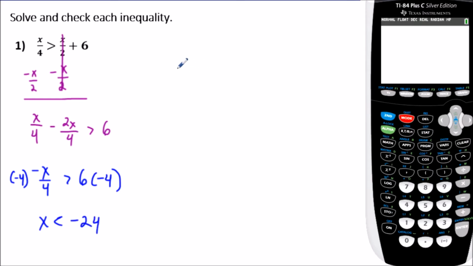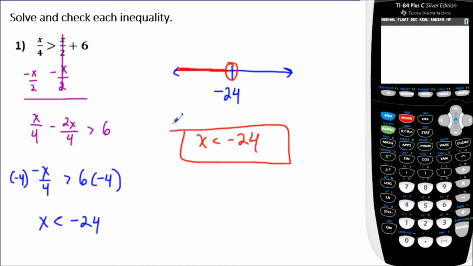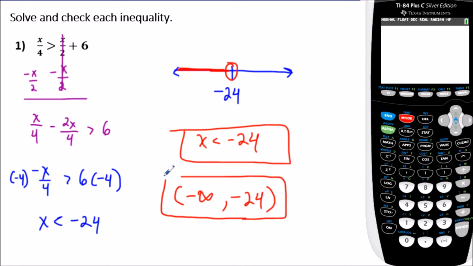So our solution to the first question is the inequality x is less than negative 24. We could write our answer like this, or we could write our answer as all the numbers from negative infinity to negative 24. Both of these are acceptable depending on what form you have to write your answer in.